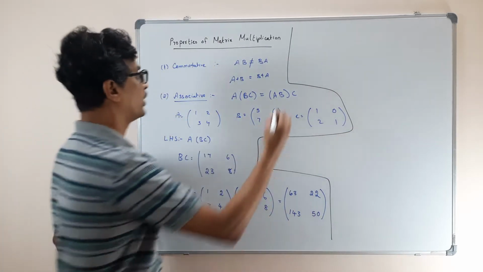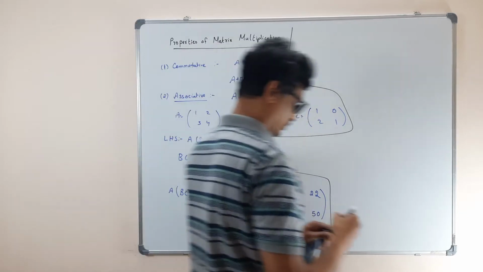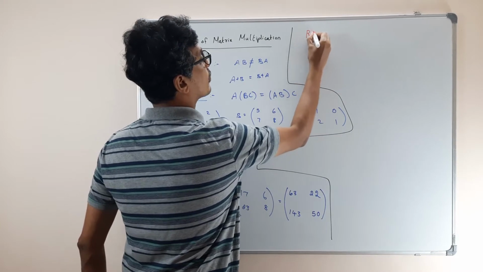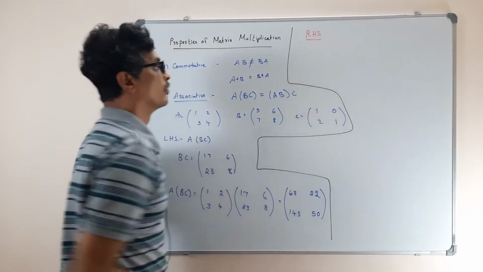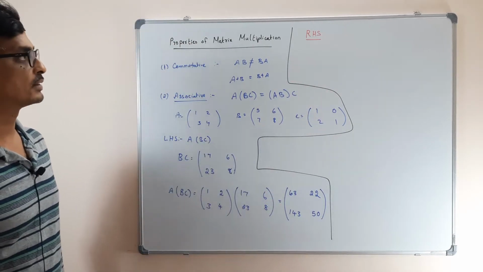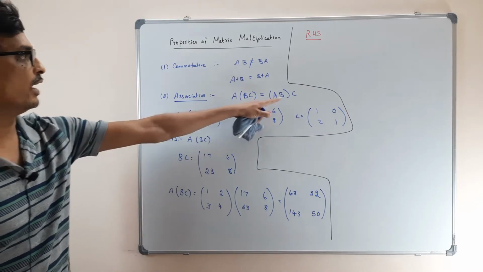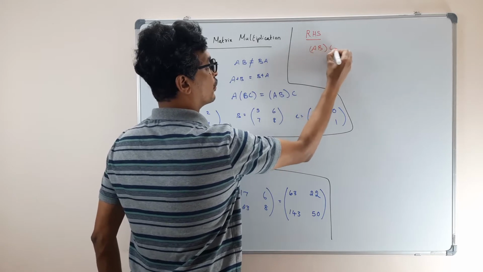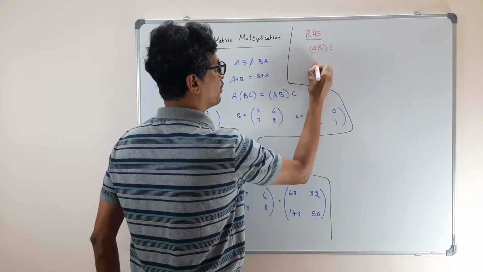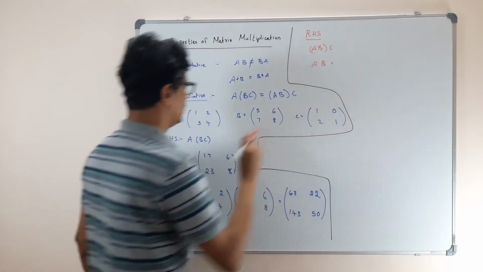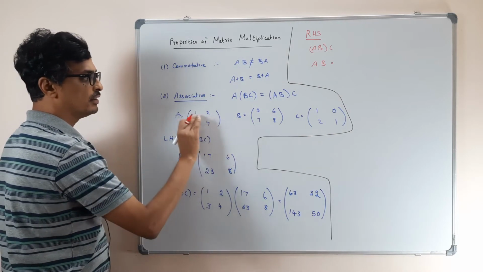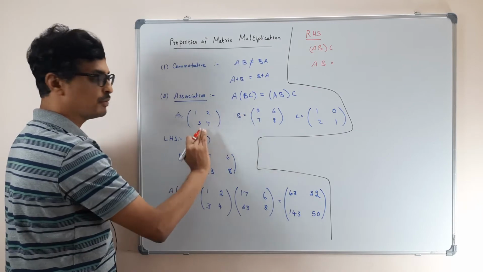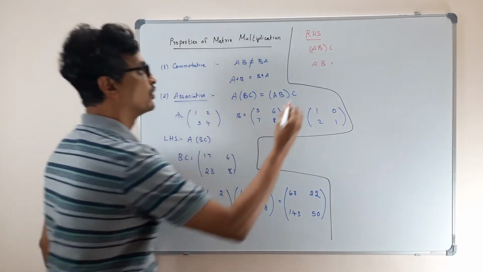Okay, I am going to write here RHS now. Tell me, what is RHS? RHS is AB into C, correct? AB into C. So let us first write what is AB. AB will be, A is here and B is here. First row, first column, first row, second column, second row, first column, second row, second column. Tell me what this will be.